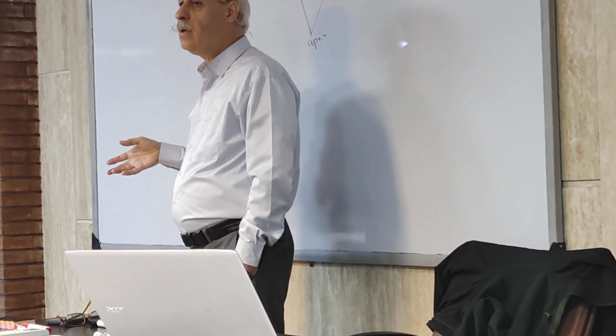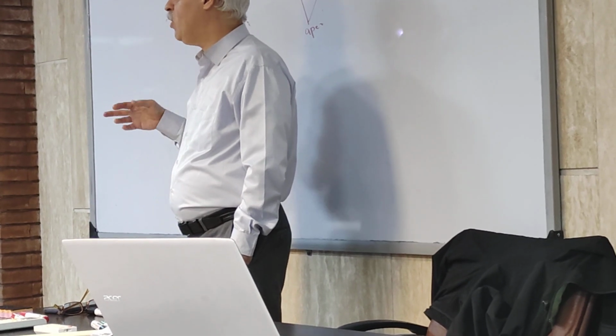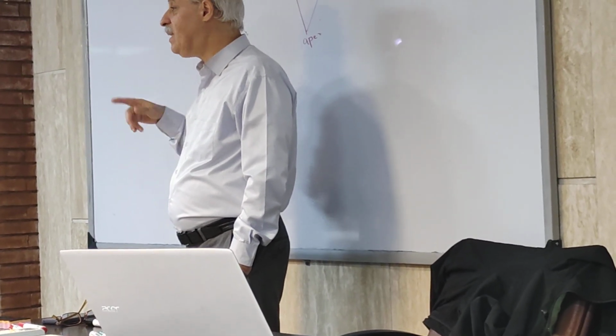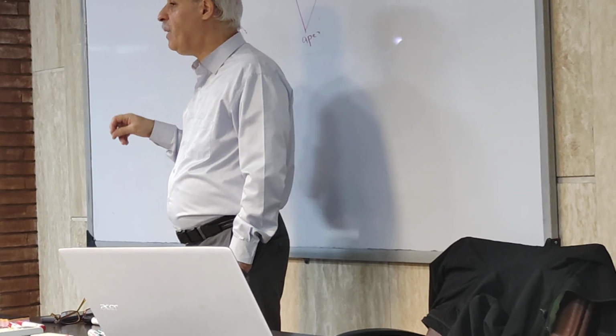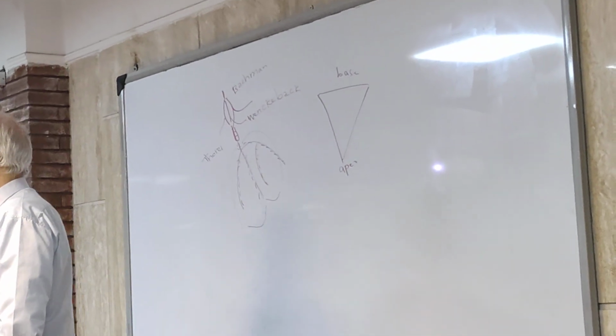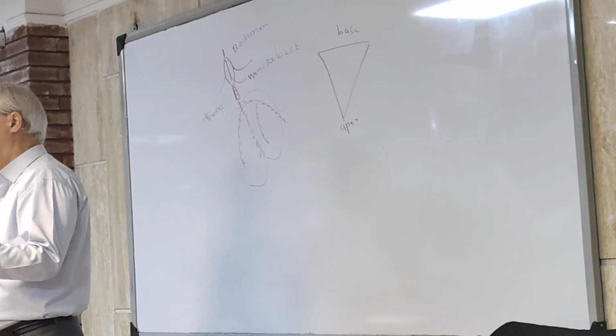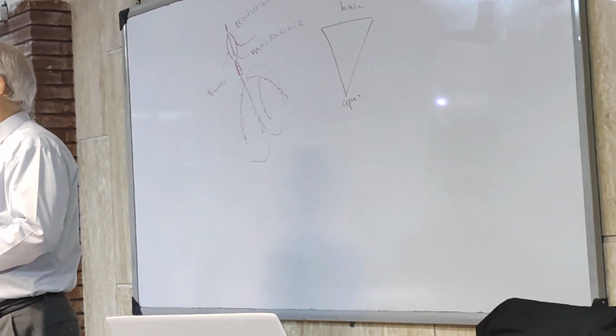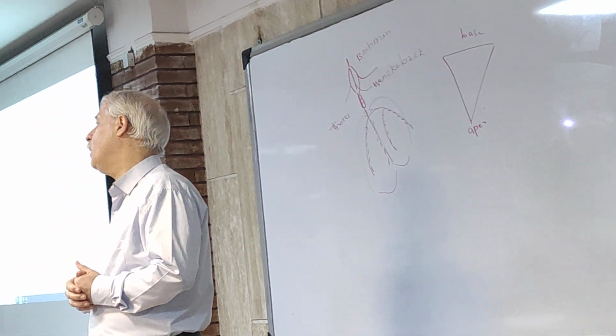The slowest is the AV node. The AV node has two types of cells, P cells and T cells. P stands for pacemaker. T cells are transitional cells, elongated, that just pass the impulses.